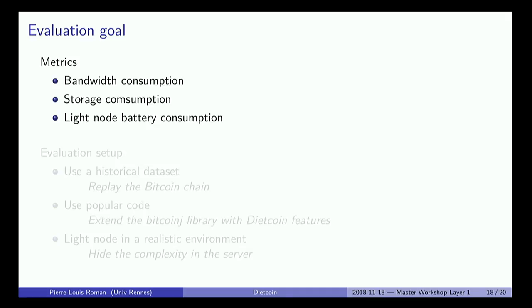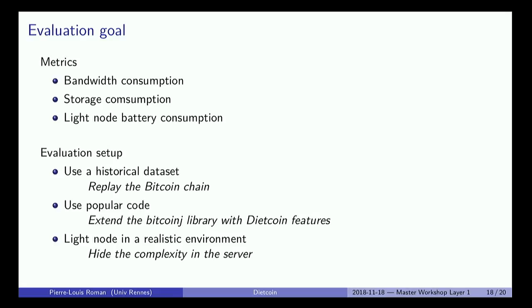The goal of the evaluation is to compute the bandwidth, storage, and battery consumption of light nodes that will be run on a smartphone. The security will just be analyzed. The setup for the evaluation is that we want to have as good an evaluation as possible. So typically the question of the dataset comes to mind, and with Bitcoin we have a public dataset, so we might as well just use it.